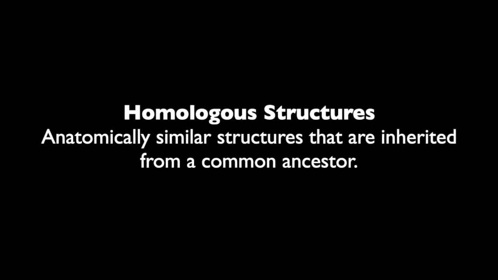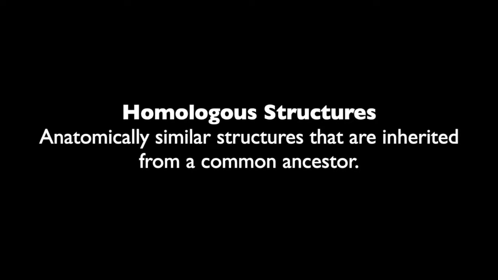So homologous structures are anatomically similar structures that are inherited from a common ancestor. Okay, so anatomically, that means that they're structured, put together in a very similar way, and they've been inherited from a common ancestor. These are homologous structures. Well, how do they fit with evolutionary theory? Well, they show common ancestry.